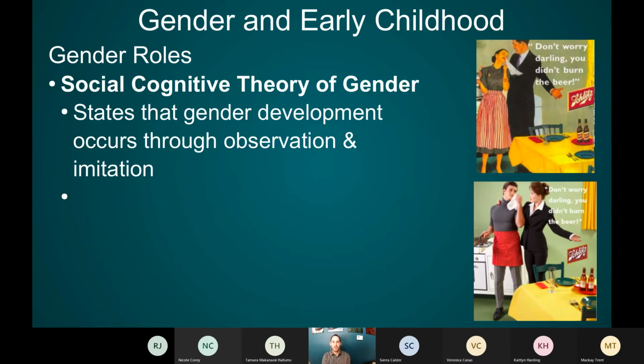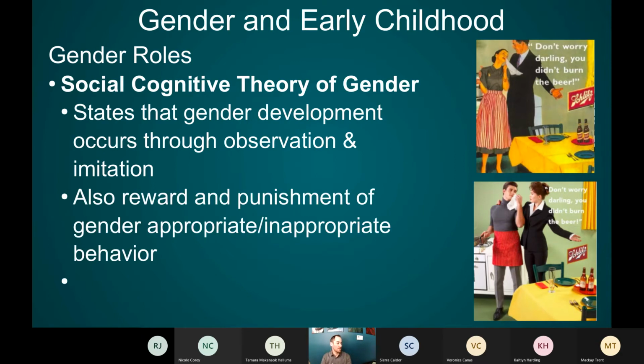So the social cognitive theory of gender, you can think of the social cognitive theory of learning that we talked about from Vygotsky and that zone of proximal development, those kinds of things. So that's social cognitive learning theory. This states that gender development occurs through observation and imitation, and this is why through early childhood, children tend to gravitate towards one of those roles and follow those gender roles, because this is what the world is like, right? And they're learning how they should behave or not.